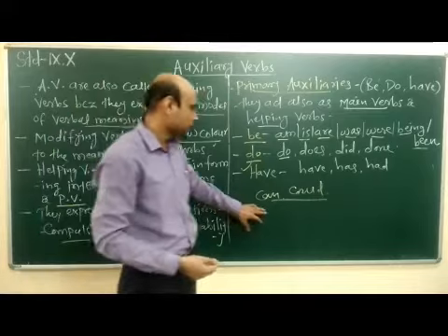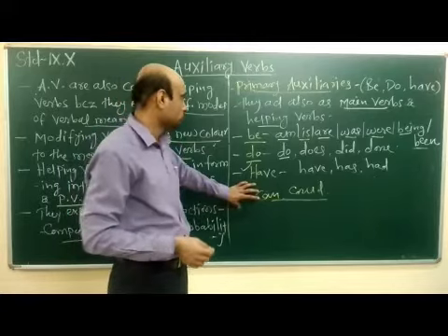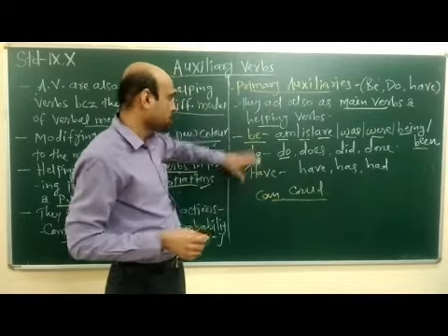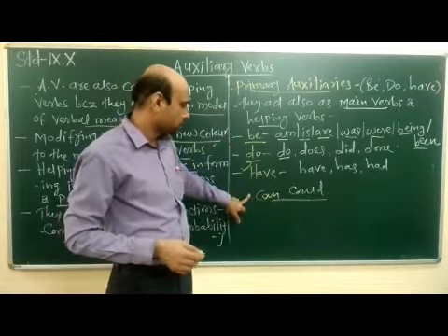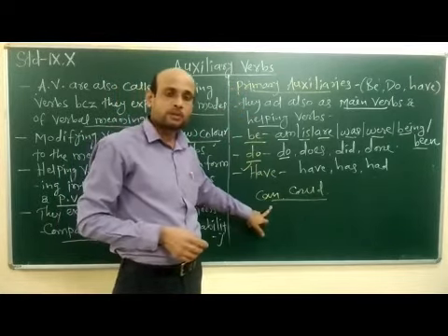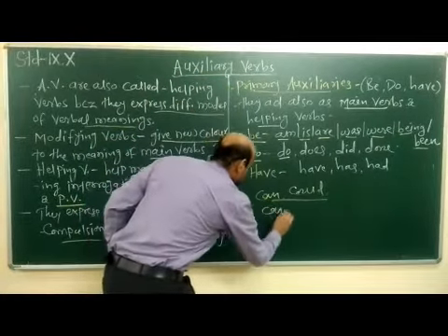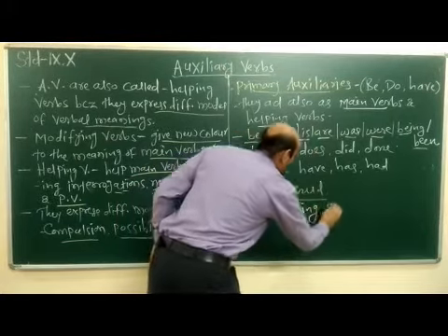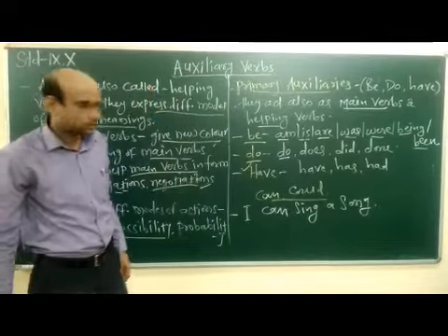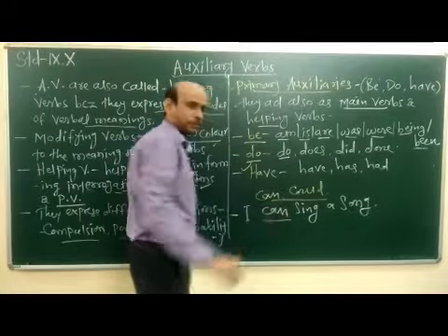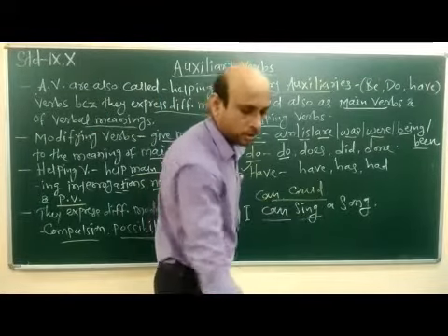For example, if I say, I can sing a song, right? I am talking about modal auxiliaries, not these primary auxiliaries, which can function as both helping and main verb. But when we talk about modal auxiliaries, for example, the sentence is in this way: I can sing a song. Can is the modal auxiliary. Am I clear? And what is the main verb? Sing is the main verb.